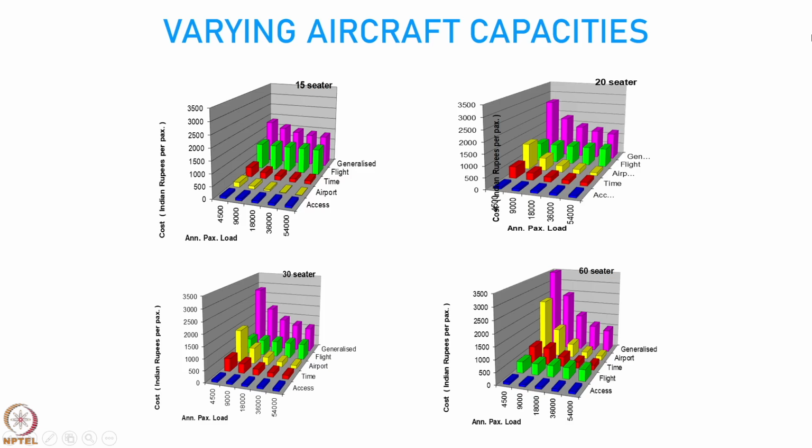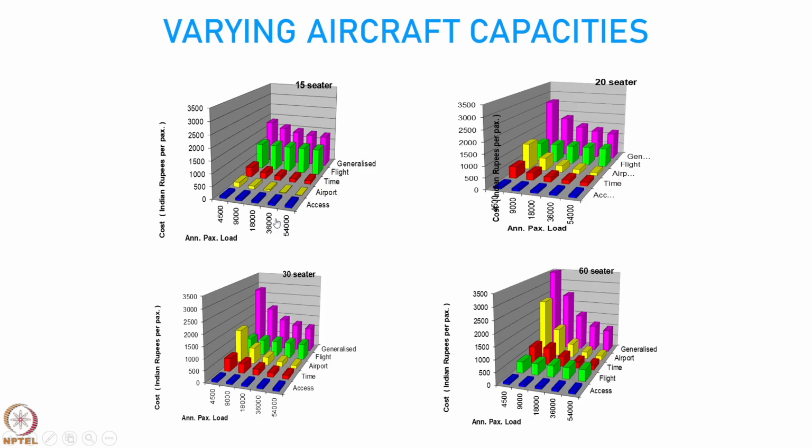Now, you can see, if you look at an aircraft with 15 seats, which you can see in this particular figure, you have a 15-seater aircraft. Now, what do you see? As the annual passenger load, now 18,000 is the average passenger load or the basic passenger load. On this side we are making it half and 1/4, and on this side we are making it double and more than that. Okay. So, what do we notice?